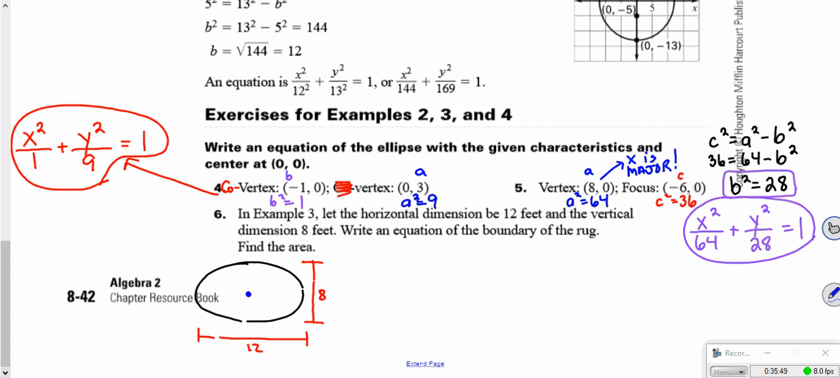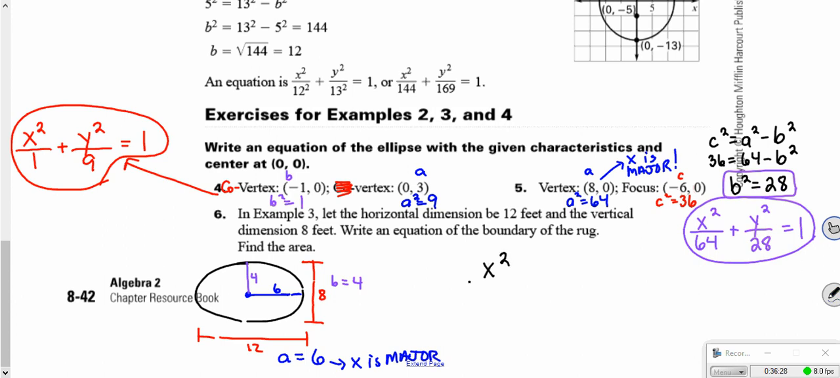So write an equation for the boundary of the rug. First of all, they want the center to be the origin. So from here to here would be 6. So my a is 6. From here to here would be 4. So my b is 4. Your a is 6, and that is also, might I say, your x is your major axis, because we're longer on the horizontal than we are on the vertical. So write an equation of the boundary of the rug. This one's not too bad.